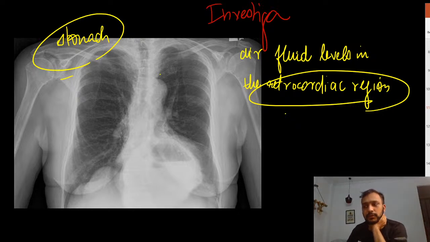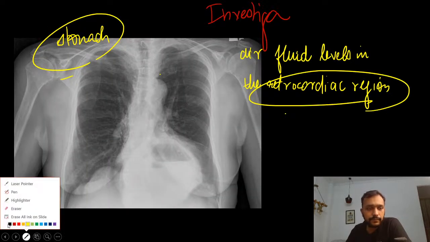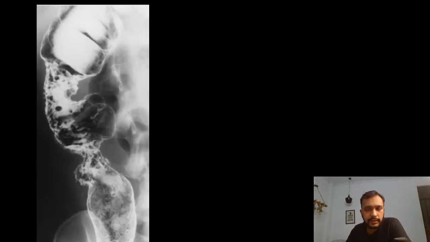Just one person is writing down. This way you are going to forget the things. So guys, we are seeing air fluid levels in the retrocardiac region. Very good, Naresh. Okay.